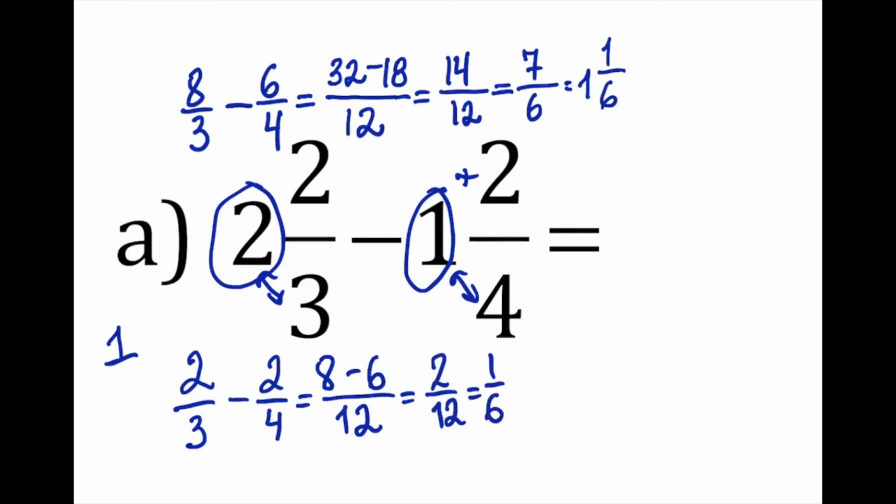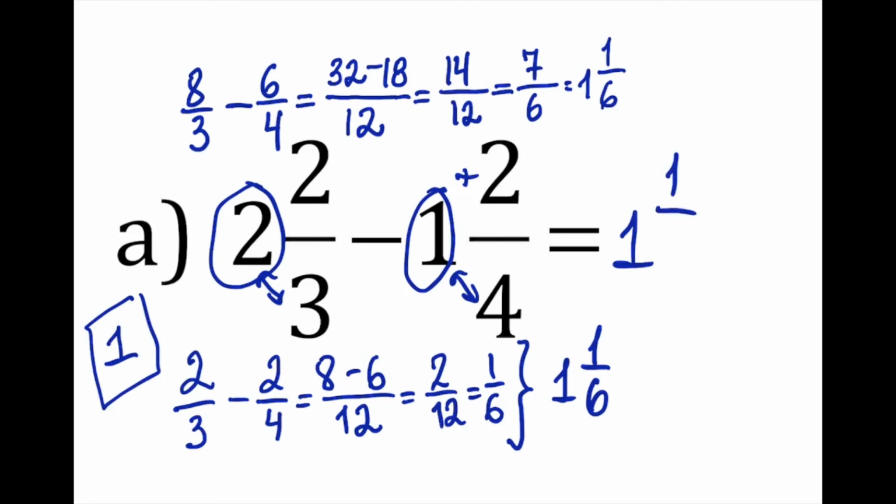So we have this 1 from 2 minus 1 as whole numbers, and then 1 over 6 from subtracting the actual fractions. So then altogether, my answer will be 1 and 1/6, which is the same as we got up here doing it through improper fractions. So my answer is 1 and 1/6. I'm going to do the next one just dealing with whole numbers and fractions separately.